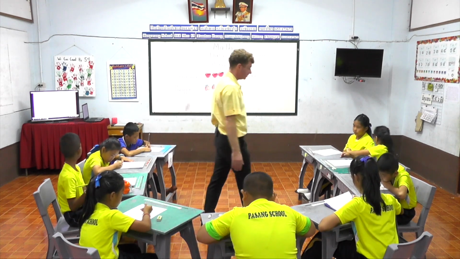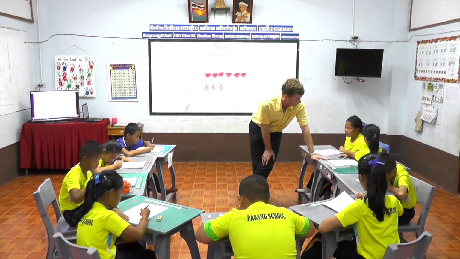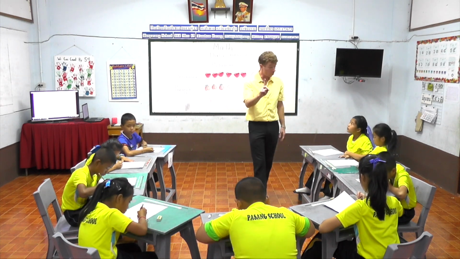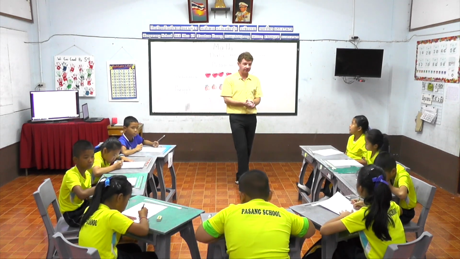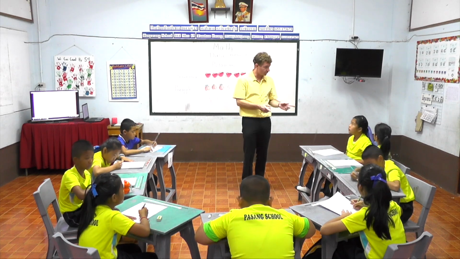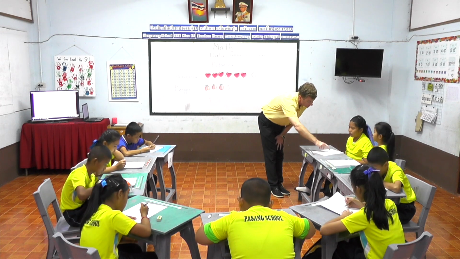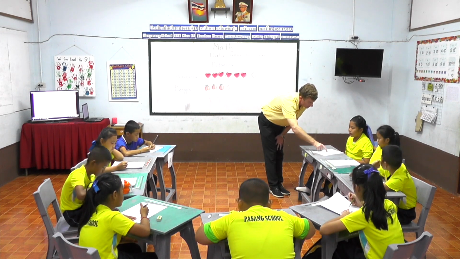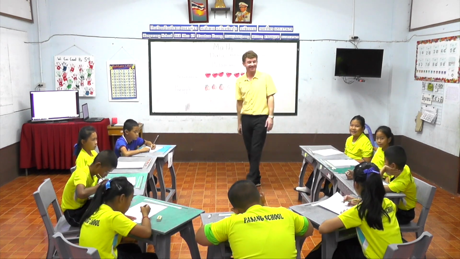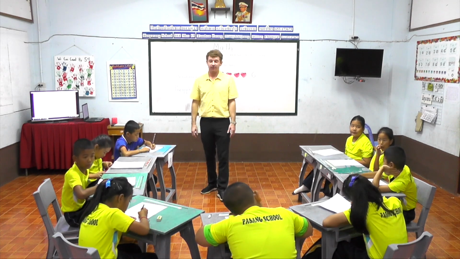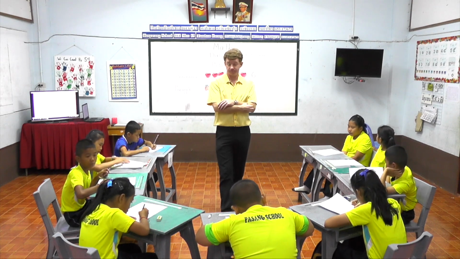So let's see, how many do we have? 4 goats, 3 cows, 5 chickens, 1 horse, and 2 pigs. So how many in total? 15. That's it. I hear 14, 15. So let's count. 4, 5, 6, 7, 8, 9, 10, 11, 12, 13, 14, 15. Just count all the animals together and that will give you the total number on the farm.